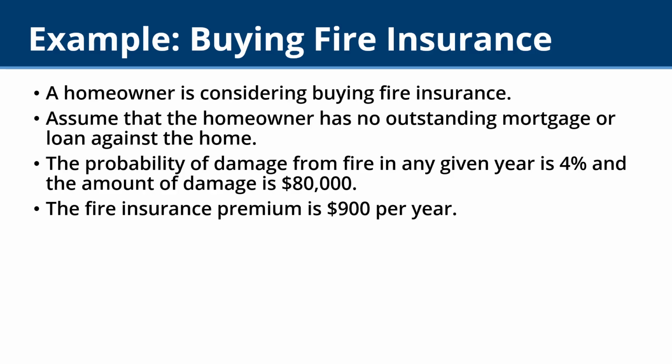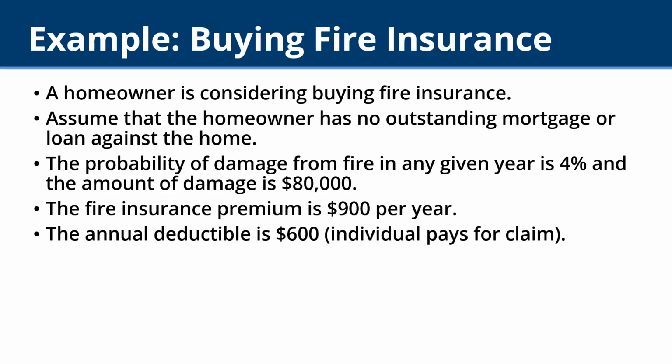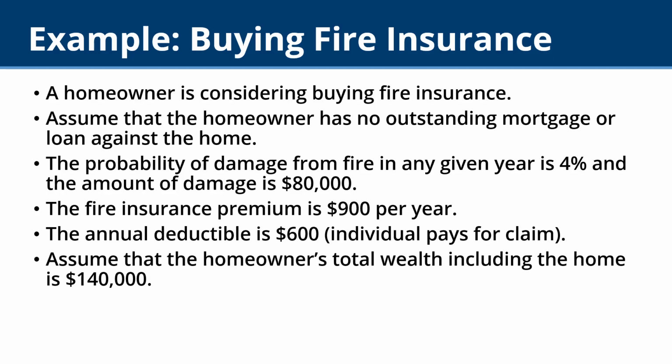And this is for simplicity. We're going to make some assumptions to make the analysis a lot easier. Let's assume that the annual deductible is $600. So this is the amount that the individual will pay for any claim. So even though they have fire insurance, if a fire happens and there's damage, up to $600 the homeowner would still have to cover. Assume that the homeowner's total wealth, including the home, is $140,000.